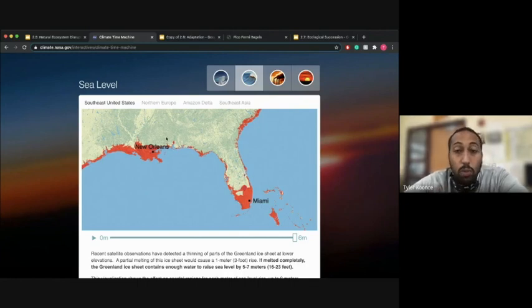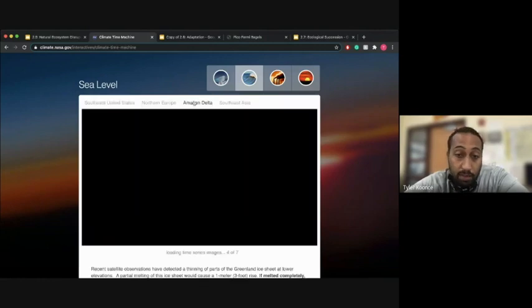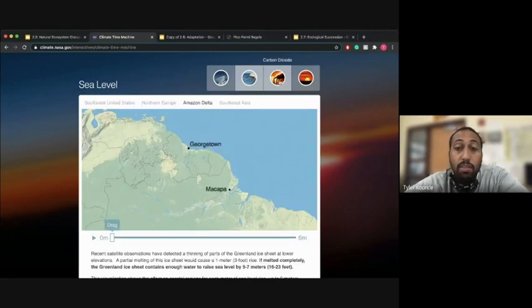But this is a really cool thing. You can pop around to different places. It also has carbon dioxide, global temperatures, and sea level. So I implore you, please check this out. In fact, that's one of the things I want you to do: check it out and just tell me what you thought. Which one did you look at? And what did you find interesting?